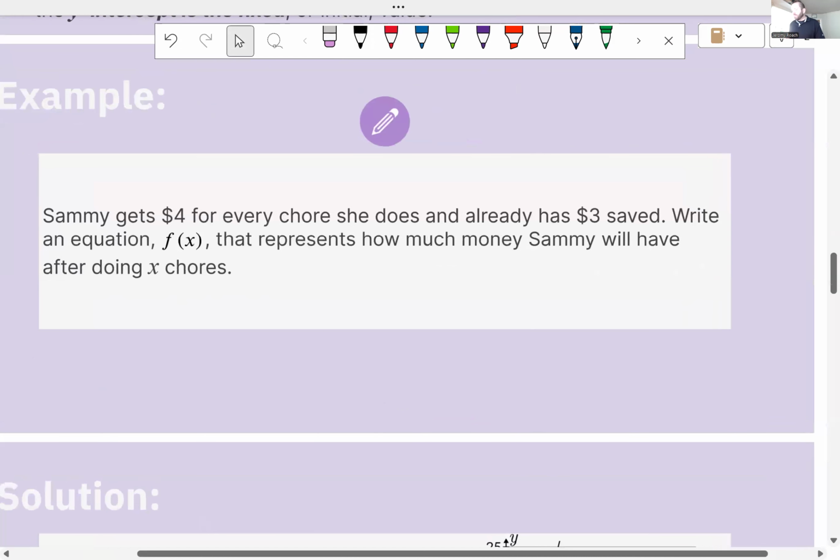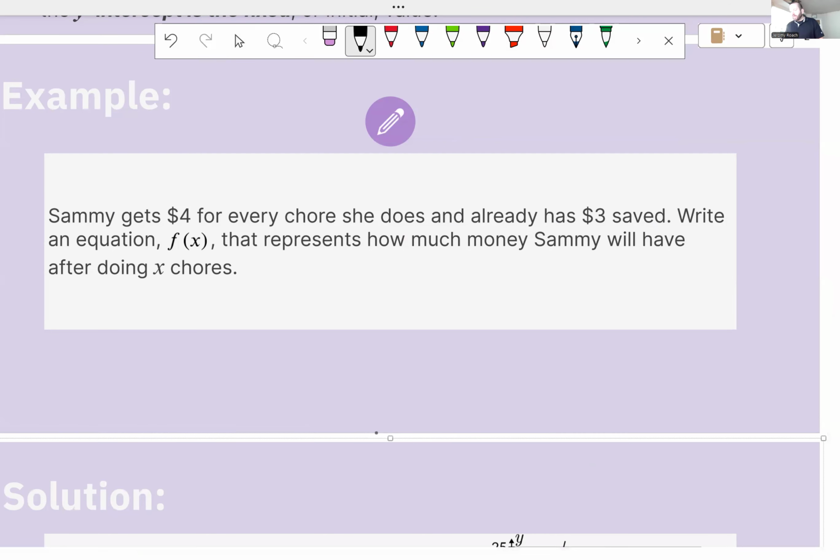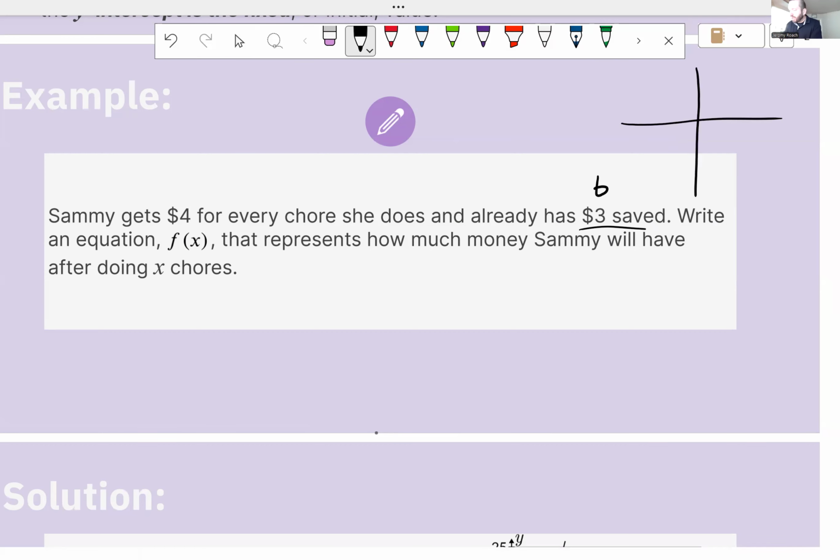Let's look at a word problem example here where we have to identify slope and the y-intercept. Sammy gets $4 for every chore she does, and she's already saved $3. Write an equation f of x that represents how much money Sammy will have after doing x chores. So she gets $4 for every chore that she does, and she's already saved $3. So the already saved $3, that's our starting amount. That's what b is going to equal. If we saw this on a graph, it would be like 1, 2, 3. There would be the $3 at 0 comma 3.